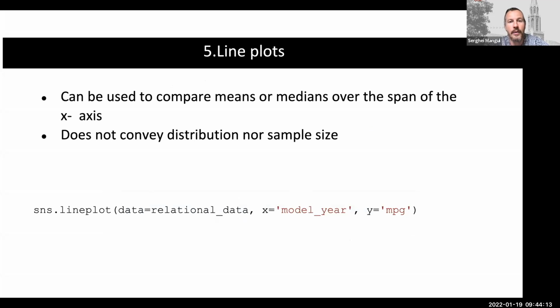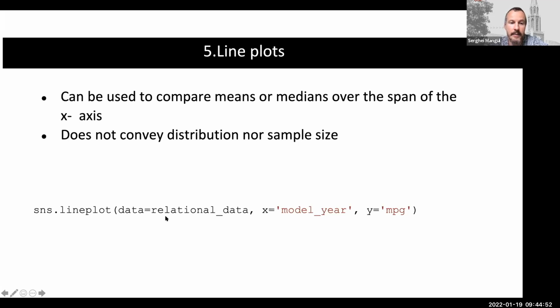Okay, so we will talk about line plots. Line plots can be used to compare means or medians over the span of the x-axis, and will not tell you the distribution and will not tell you the sample size. So to make the line plot, we'll say sns, as usual, because it's Seaborn. So far, the plots we're doing are all Seaborn. So we'll say sns.lineplot, and we'll say data equal to the name, relational data.